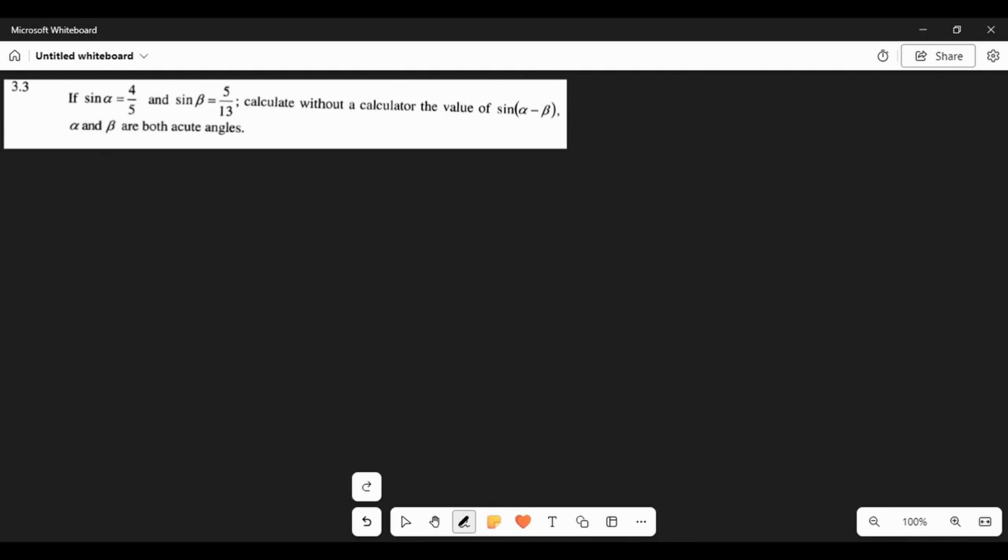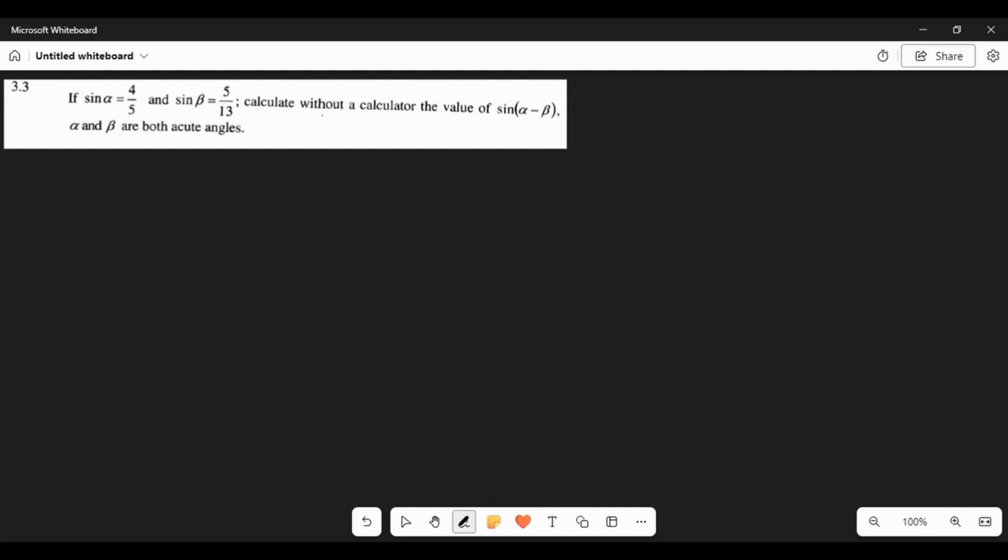As you can see, in 3.3 here, we are given the statement that you see here. They say if sine alpha is equal to 4 over 5, and then sine beta is equal to 5 over 30, calculate without a calculator the value of sine of alpha minus beta. And they also mentioned that alpha and beta are both acute angles. Basically, it means that they are less than 90 degrees but greater than 0.